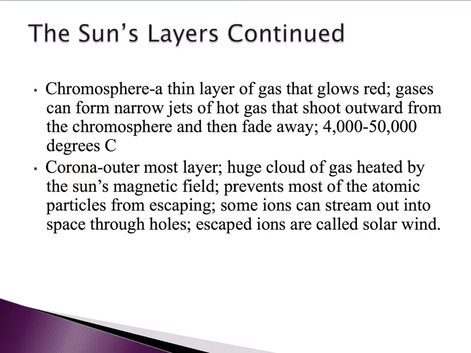The next layer out, the last layer, is the corona. This is the outermost layer. This is a huge cloud of gas heated by the Sun's magnetic field. The Sun's magnetic field and the corona prevent most of the atomic particles from escaping to outer space. Sometimes ions can stream out into outer space through holes in the corona. We call this solar wind.